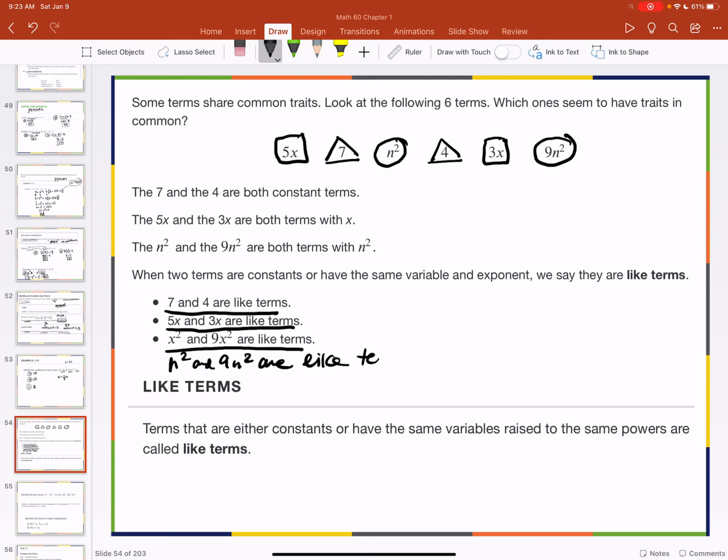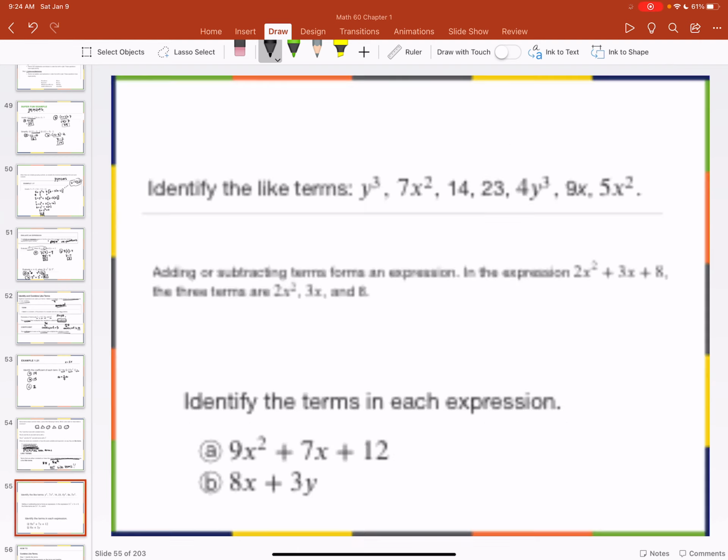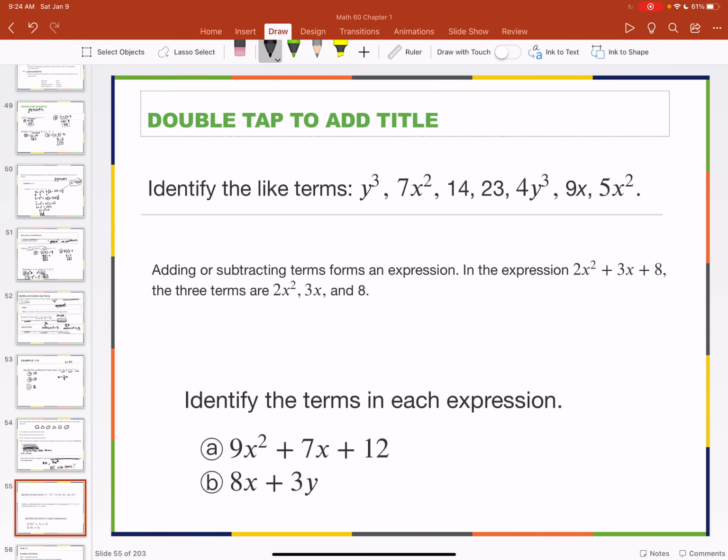This is a typo in the book. So, yes, x squared and 9x squared are like terms. Terms that are either constants or have the same variables raised to the same powers, that's important, are called like terms. So let's say you have 3x and 5x squared. These are not like terms. Why? Because x and x squared are considered different. Okay? All right, so let's identify the like terms here.